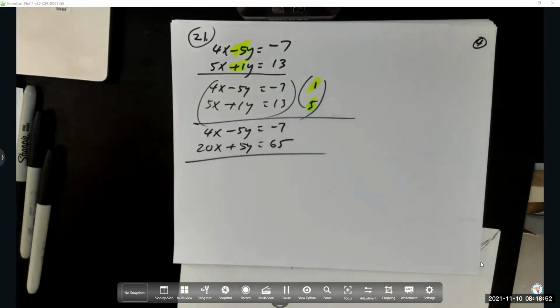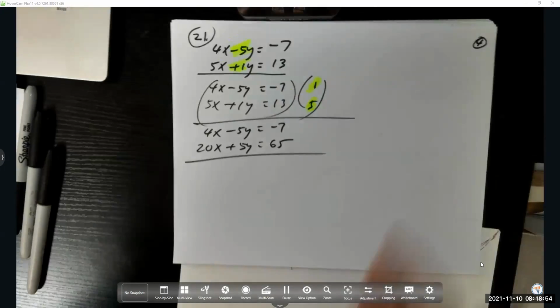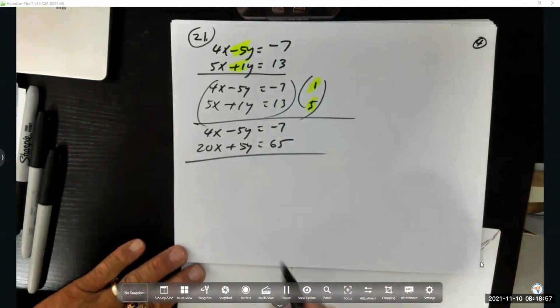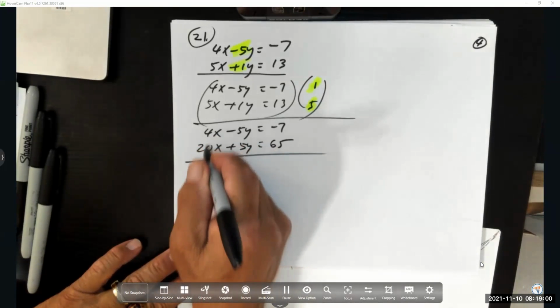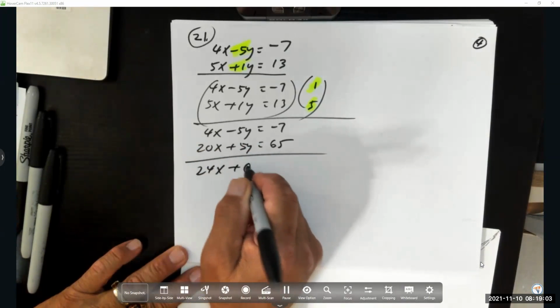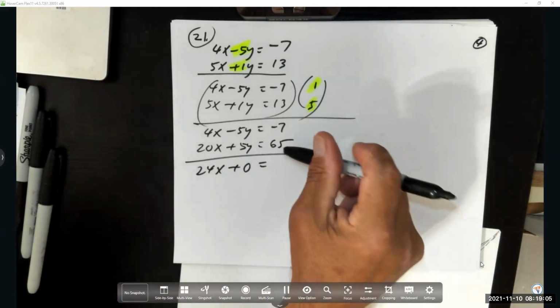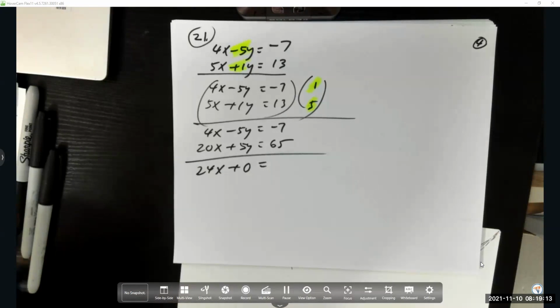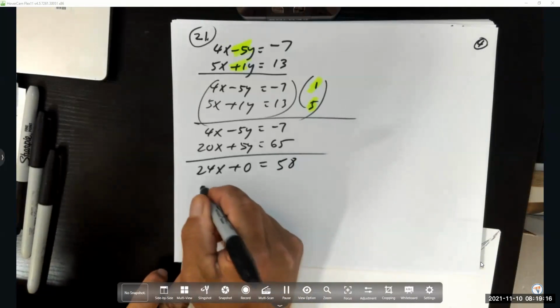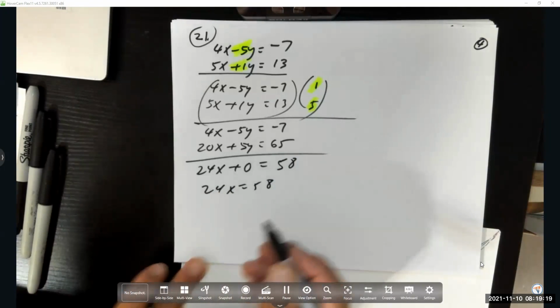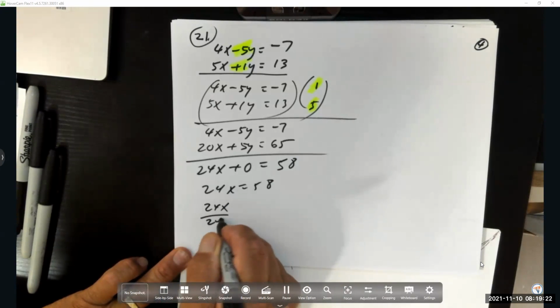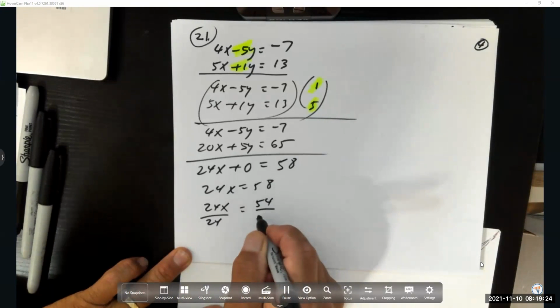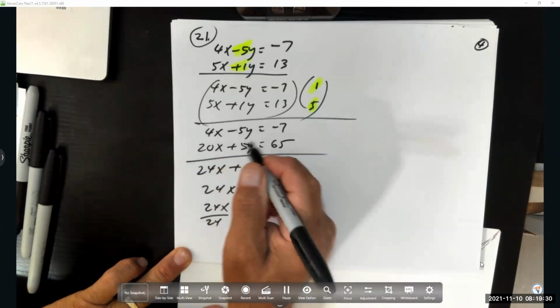So now, next step is, go ahead and, let's see. Well, just add them down, all right? That's going to be 24x plus 0 is, what's that number right there? What's 65 take away 7? 58. Yeah. All right, so 24x is 58. So divide this one by 24 and divide this one by, is that right? 24? No, not 24. Let's see, hold on a second.